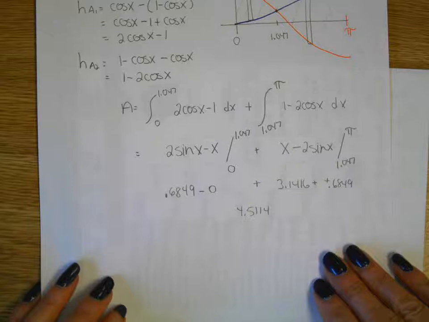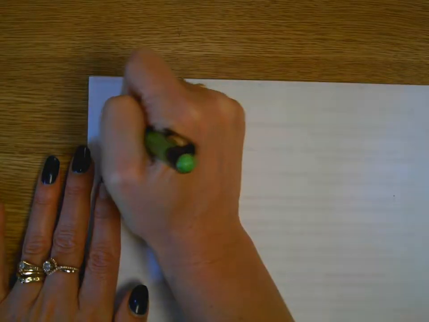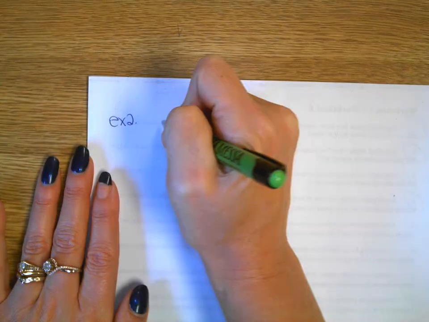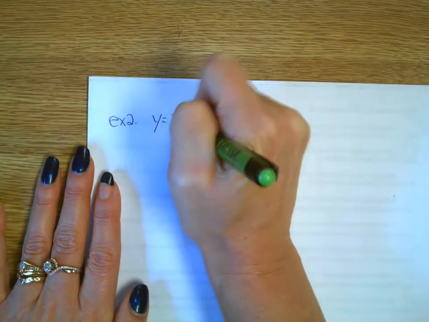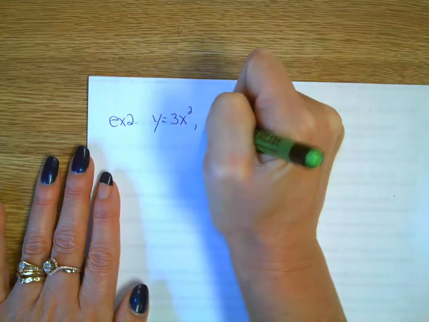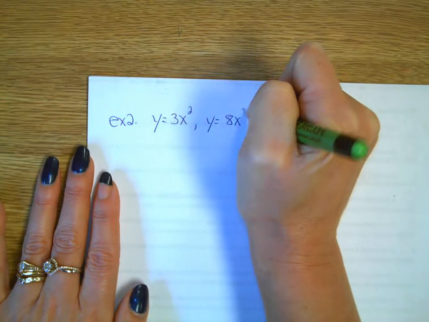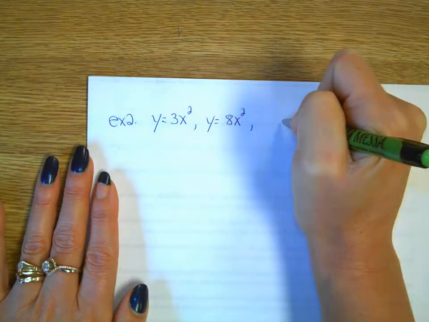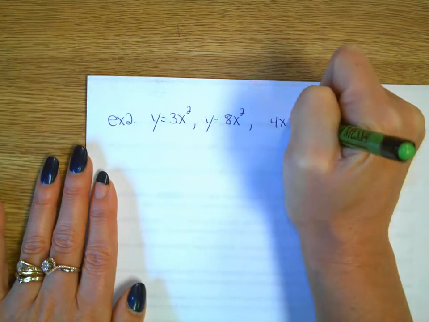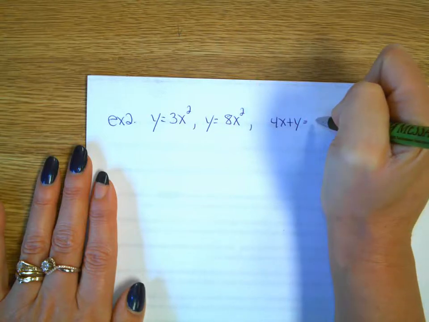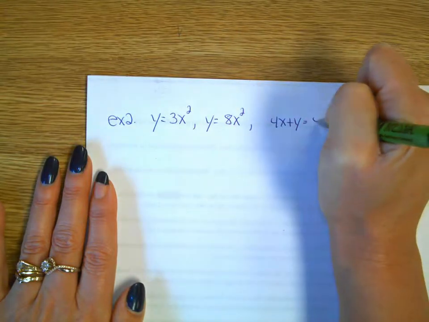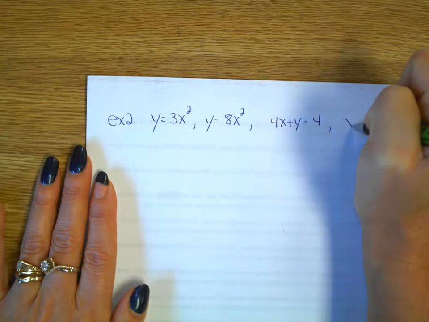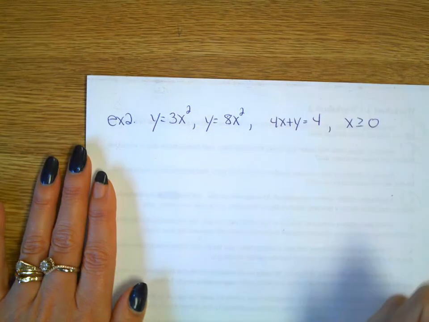So, number 2, I didn't look to make sure that was there for everybody. I think so. Number 2, our equations are y equals 3x squared, y equals 8x squared, 4x plus y equals 4, and we're going to have x be greater than or equal to 0.